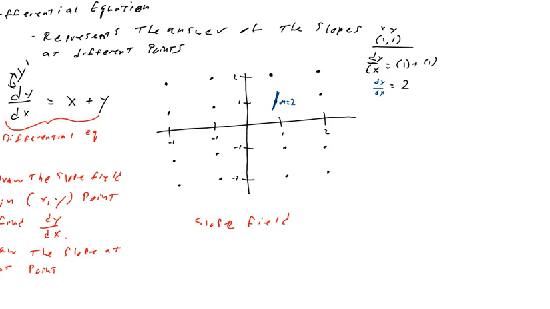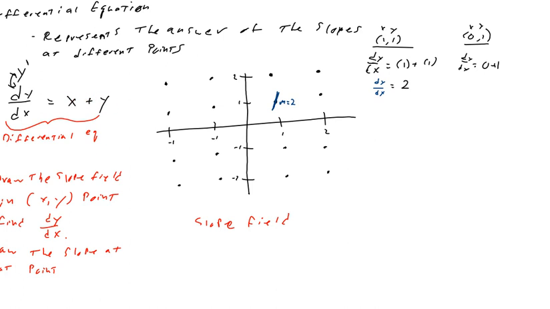I'm going to do it also for the point 0, 1. dy/dx at 0, 1. This is again x and y: 0 for x, 1 for y. I'm just using this formula. This formula just says plug in the x value plus the y value, add the two together.